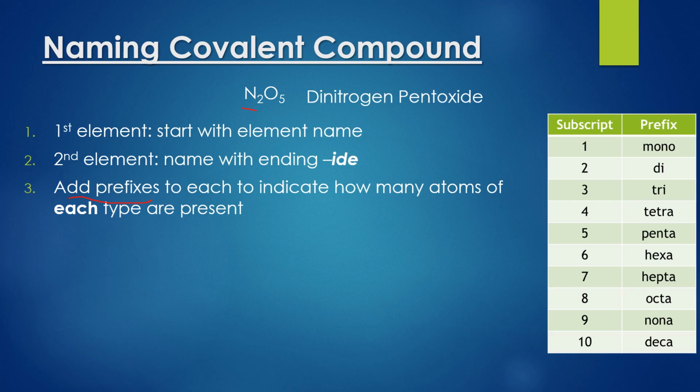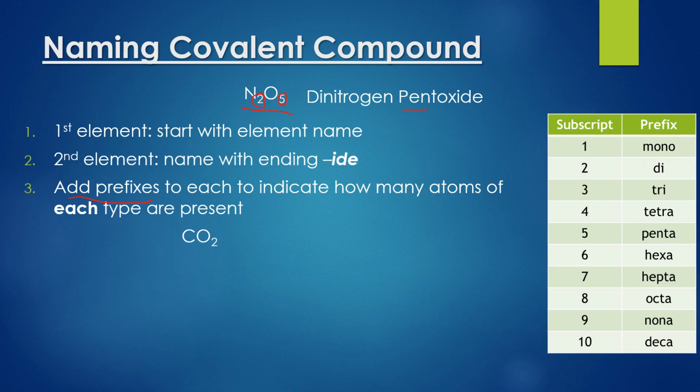So for this particular compound up here, its name would be dinitrogen due to the number 2 subscript after the nitrogen. And then oxygen becomes oxide, but we need a prefix. The prefix in this case, since there's a 5 after the oxygen, is going to be pentoxide.